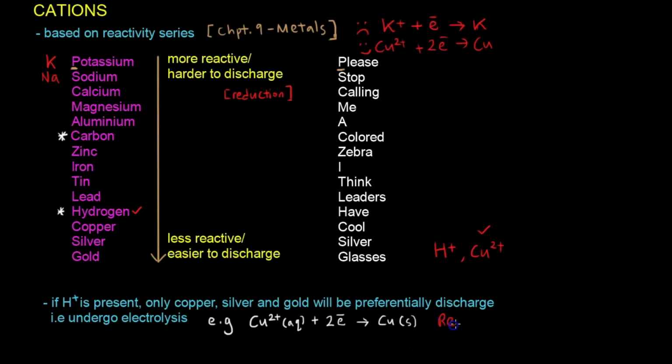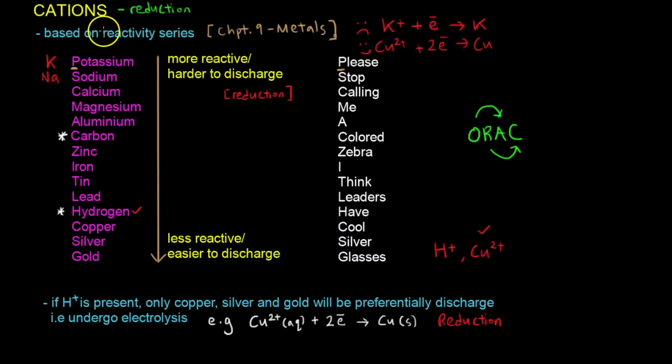This is reduction. Please recall that there's a way to remember this. It's called ORAC, O-R-A-C. Oxidation always happens at the anode. Reduction always happens at the cathode. Cations are always at the cathode, and that's why it's always reduction. Hopefully this is clear.